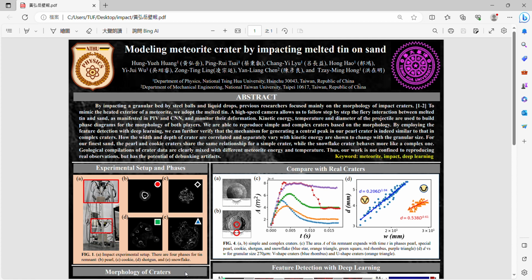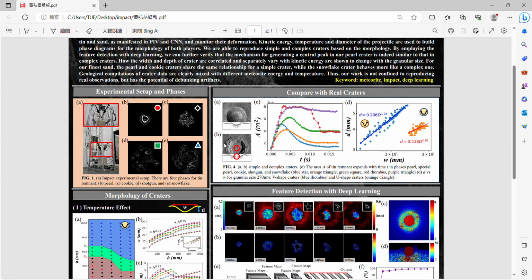In this presentation, I will show you some obvious features of craters. Next, I'd like to talk about the previous research about impacting on granules. After that, I want to share some experimental results. Lastly, I hope everybody gives me some suggestions, and I will be very grateful. Let's go to the features of craters.